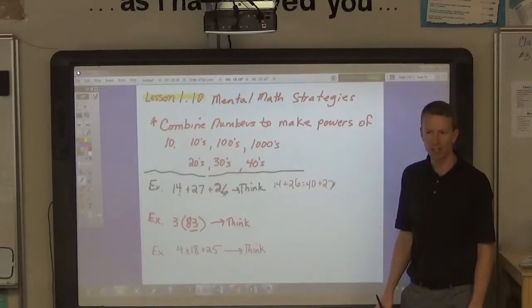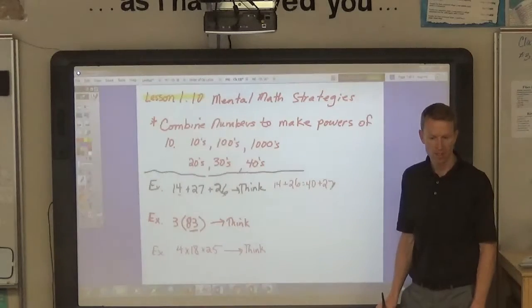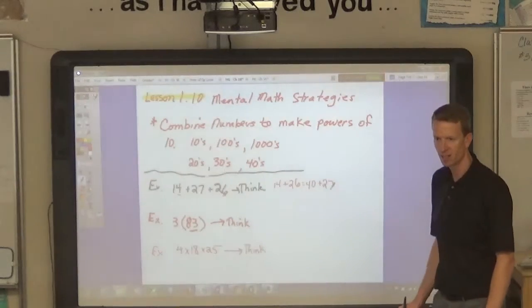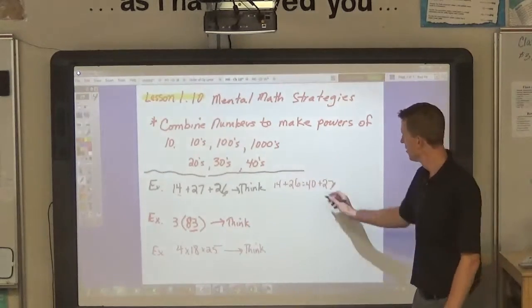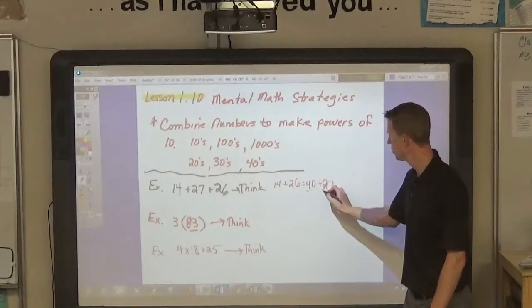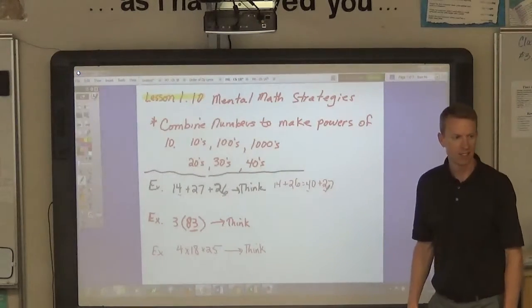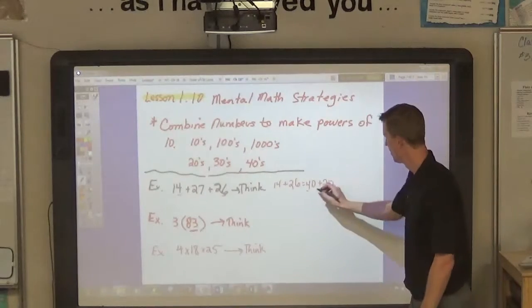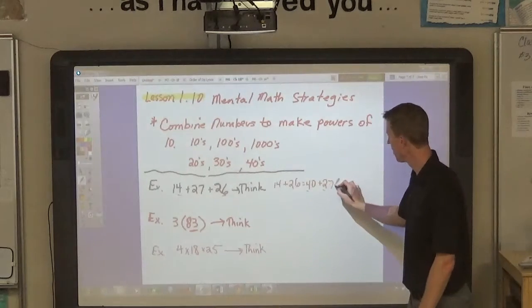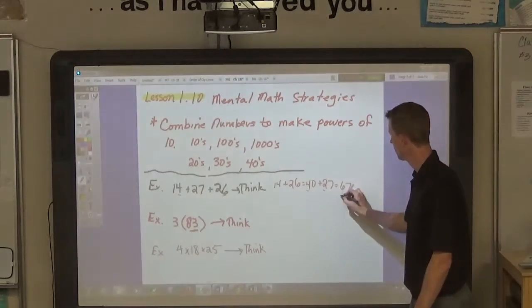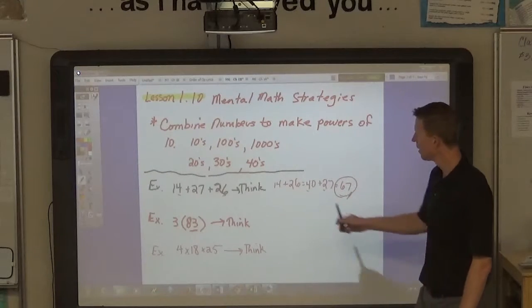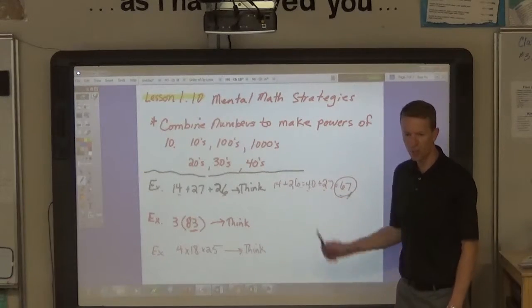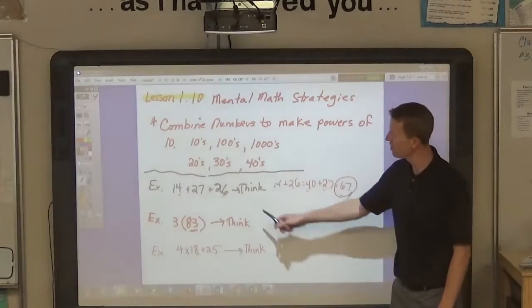40 plus 27 is... 40 plus 20 is 60. So 40 plus 27 is 67. Yeah. We can change the order using the commutative property to do this mentally.